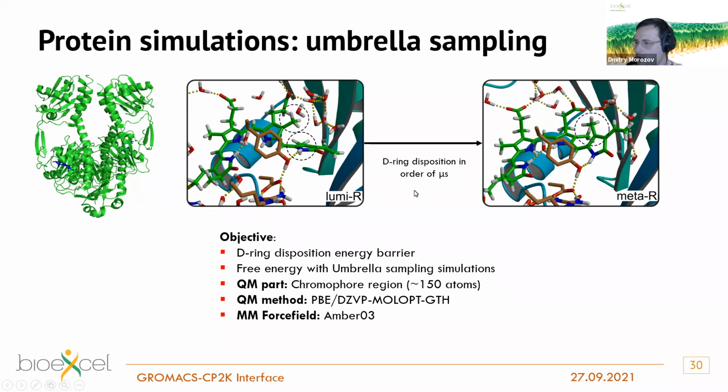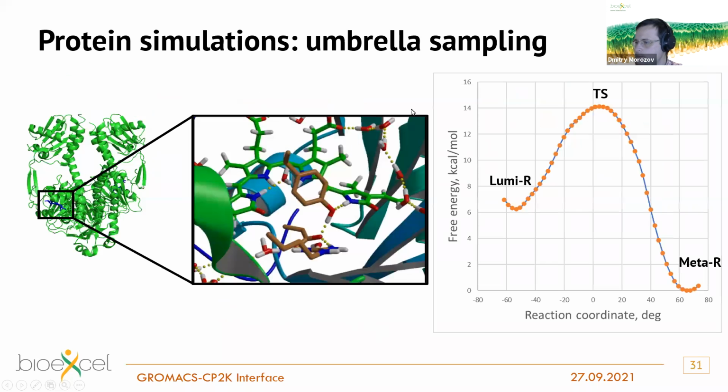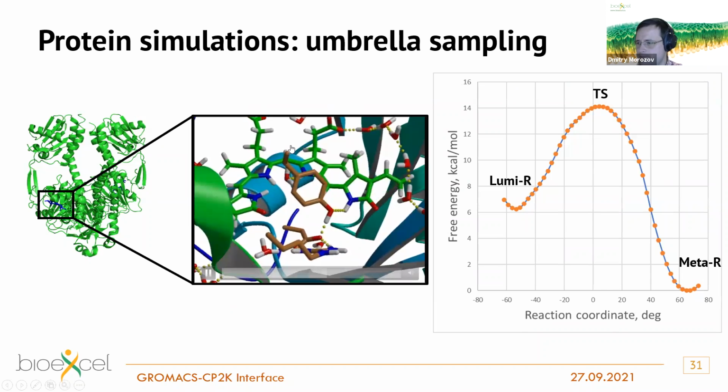So how is it done? The chromophore region, waters and some amino acids, which are shown here, are the QM part. Everything else is the MM part. Again, PBE functional, Amber 03 force field. So this is how the reaction looks, the coordinate of the reaction. For the reaction coordinate, we used the angle between the normals of the C and D rings, so it's mostly a dihedral in that case.